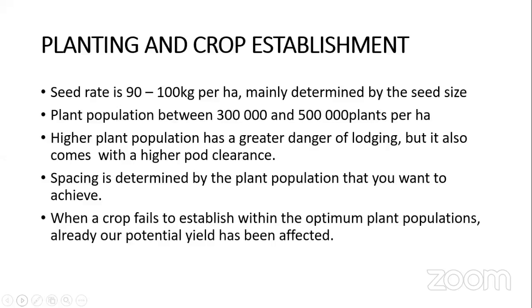And then also the plant population, it ranges between 300,000 to 500,000 plants per hectare, which is allowable. But of course, there is the challenge which comes with having a higher plant population, which is the danger of lodging that I've also highlighted in the previous slides. But now, there's also an advantage which is associated with the higher plant population, which is high pod clearance.